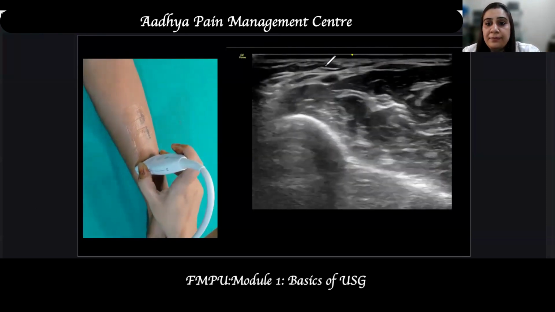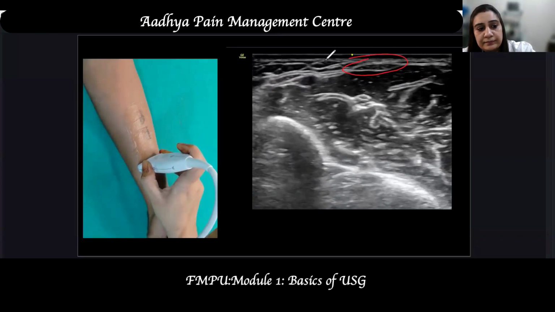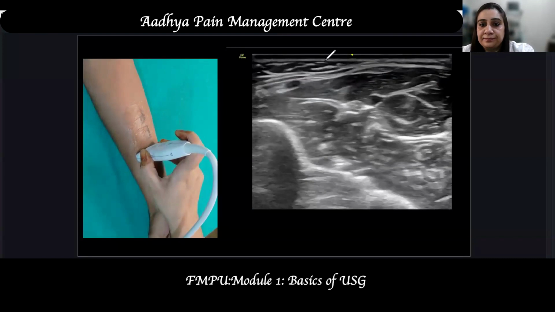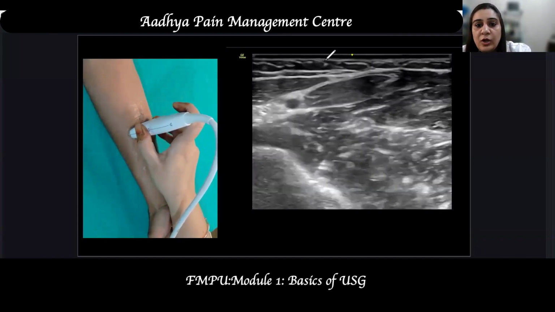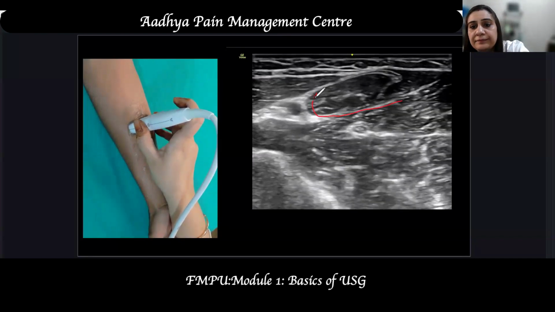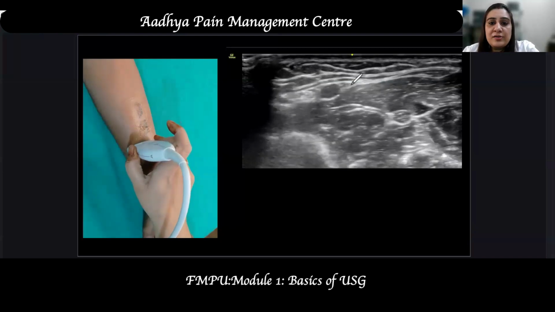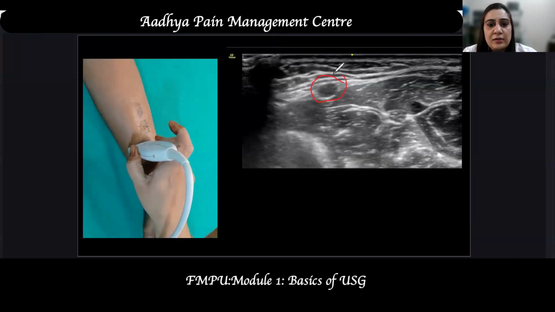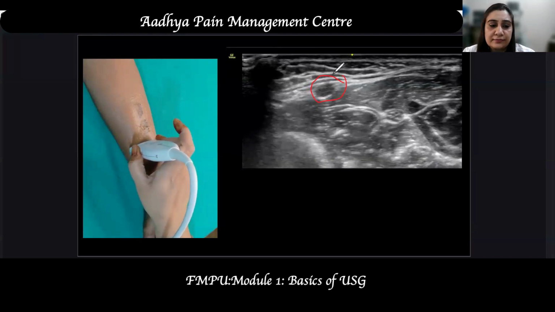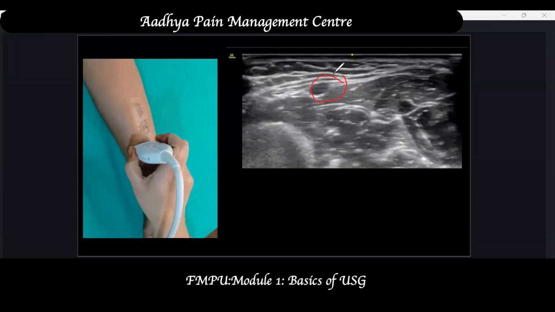Now, if I'm going up, just concentrate on this structure. I'm following this structure alone. What has it turned out to be? Muscle. Now concentrate on this structure. How does it look? Blood vessel. It is pulsatile.